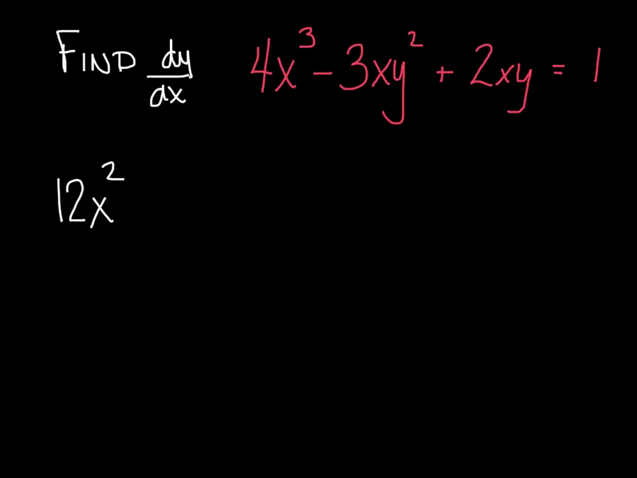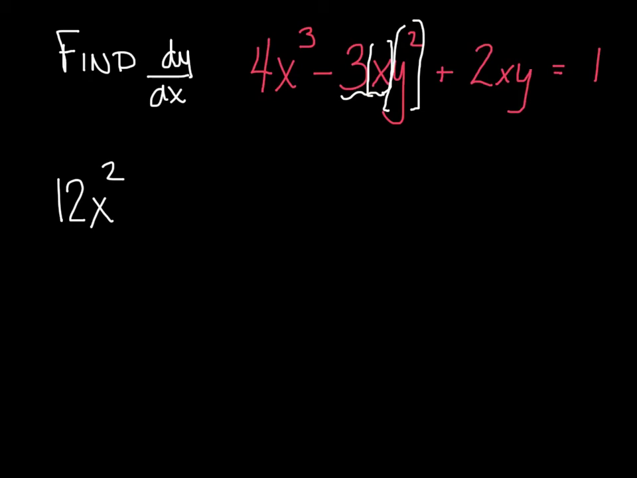Okay, now read the next term out loud. I have minus 3xy squared. Now I just want to stress, remember the product rule is between two variables. Let me say that again. The product rule is between two variables. So I'm going to bracket in this x and this y squared. That's who I'm doing product rule between.